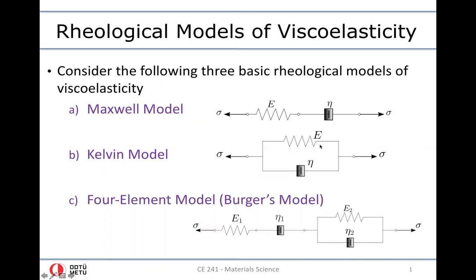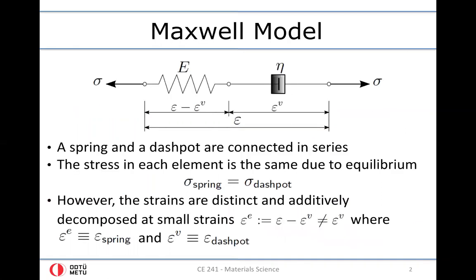And in the Kelvin model, the spring and the dashpot are connected in parallel. In the four-element model, or Berger's model, we link the Maxwell model to the Kelvin model in the serial setting. In the very last part of this talk, we will consider the extension of Berger's model towards the nonlinear form to account for more complex viscoelastic behavior of materials, especially the creep response.